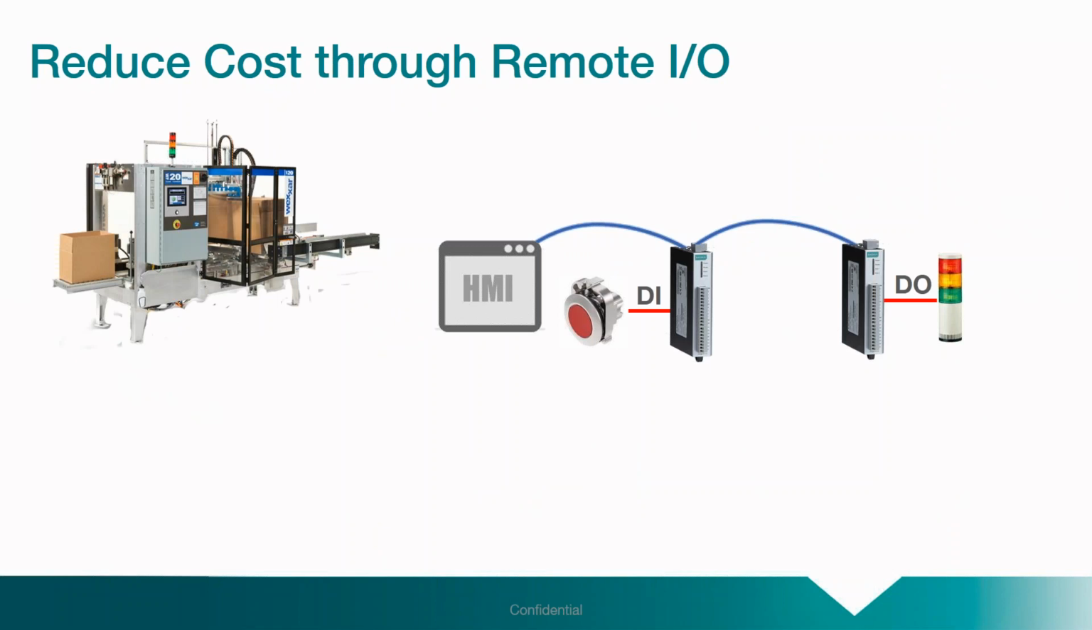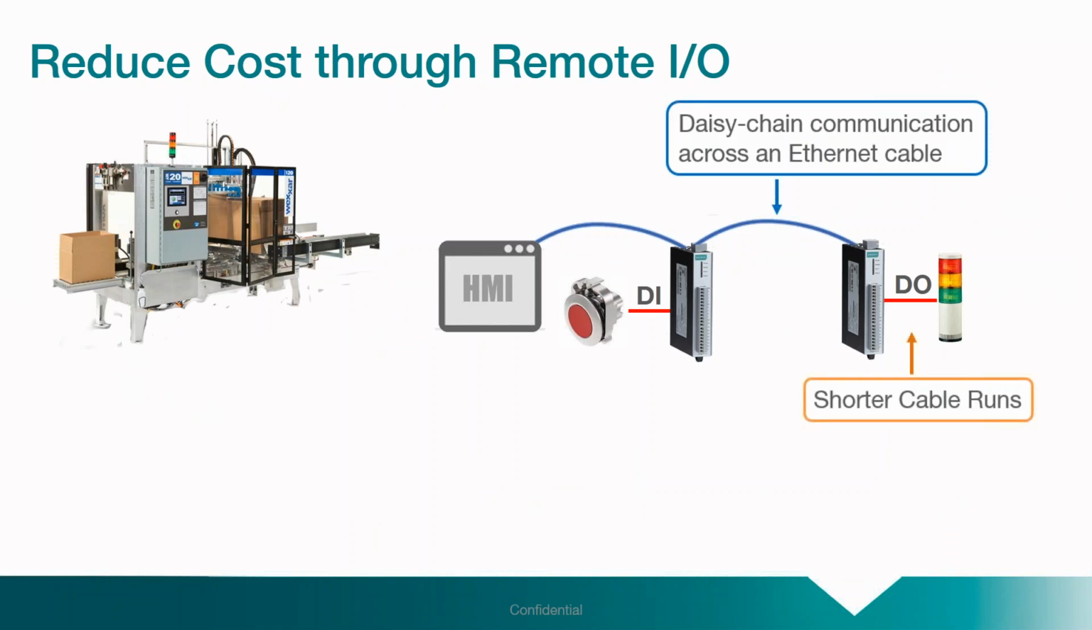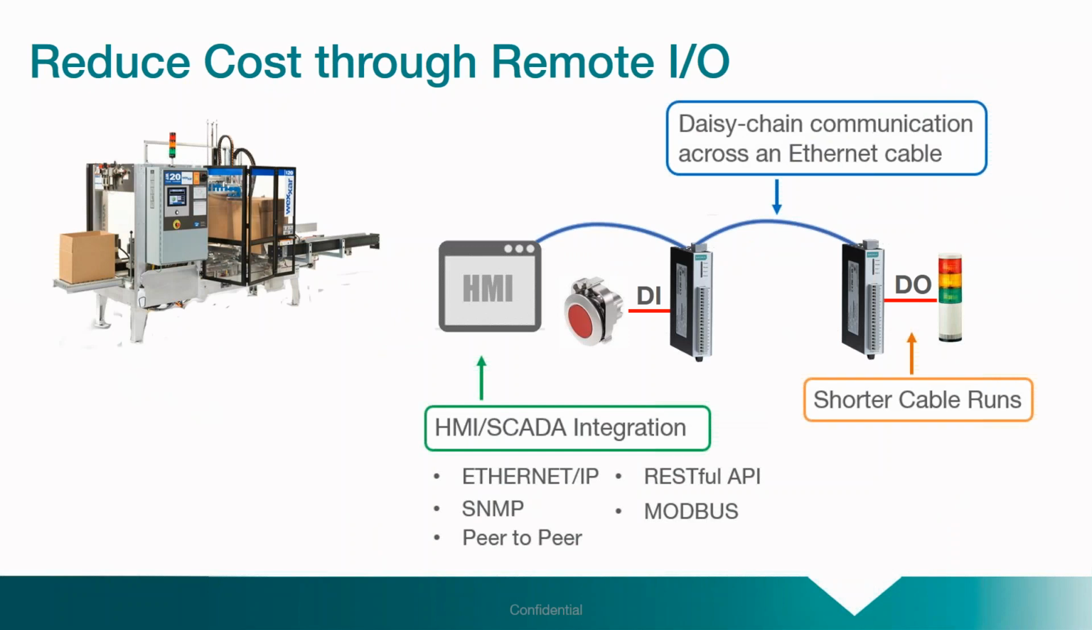For instance, this is an ioLogik. You're able to use it to daisy chain your different I/O points. You can use Ethernet cable to extend that cabling all the way down to where you actually need that I/O point added. So you have a shorter cable run. It speaks a lot of different protocols, from Ethernet/IP to Modbus. It does SNMP, and it can even do peer-to-peer. So you might not even need to configure anything on your PLC or your HMI. They can talk directly to each other.